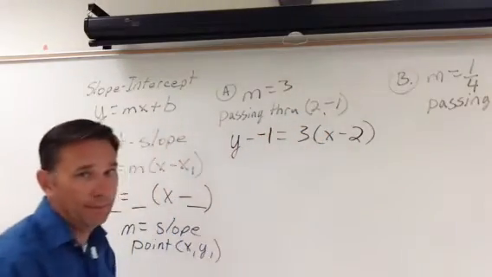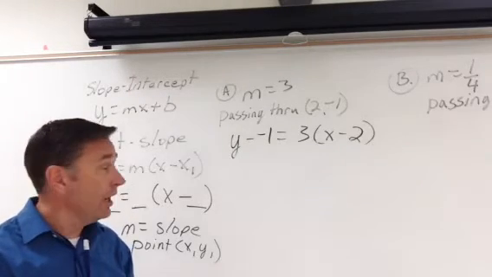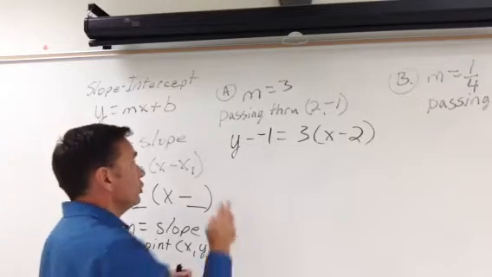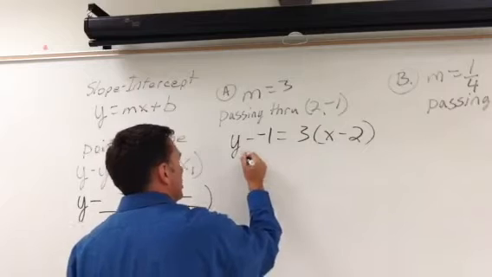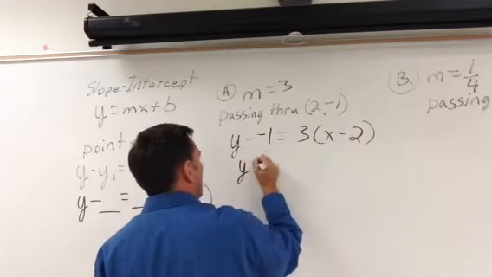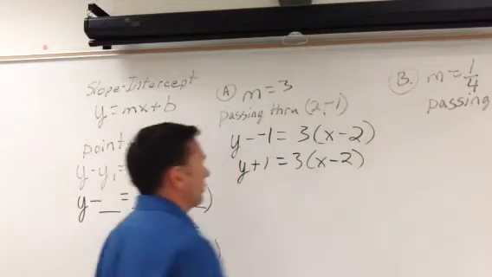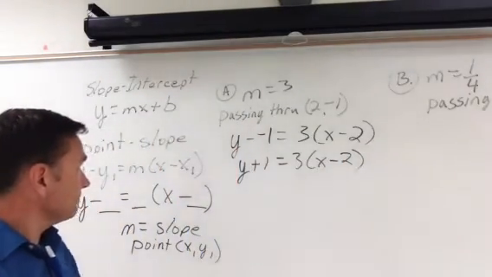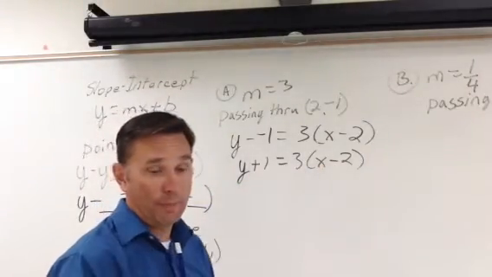Now, if we want to leave it in this form, which we totally could, we just need to do some cleanup. What I mean by cleanup is, do we have any double negatives? Minus negative 1 changes to a y plus 1. And there's our equation. There's our point of 2 and negative 1, and there's our slope.